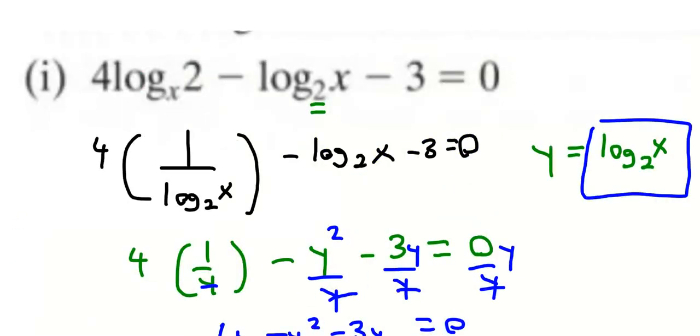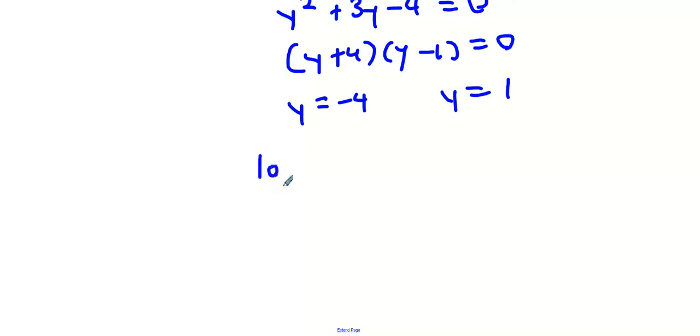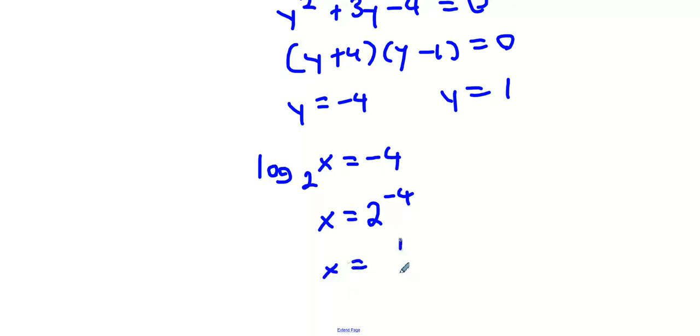So log x base 2 equals minus 4. Then what can I say then? X equals what? Put it into index form. Nearly, 2 to the power of minus 4. And if you put that in the calculator, that's 1 over 16. It is, yeah. Okay, next one, lads.